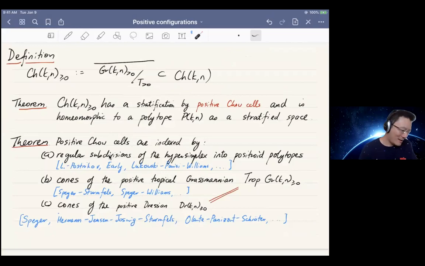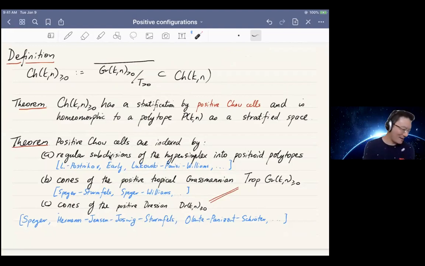Okay, so here's the definition and the main theorem. The Grassmannian contains as a subspace the positive part, and this positive part is contained inside the uniform matroid stratum. So we just look at its image inside the Chow quotient and take its closure. And that's the definition of the space.